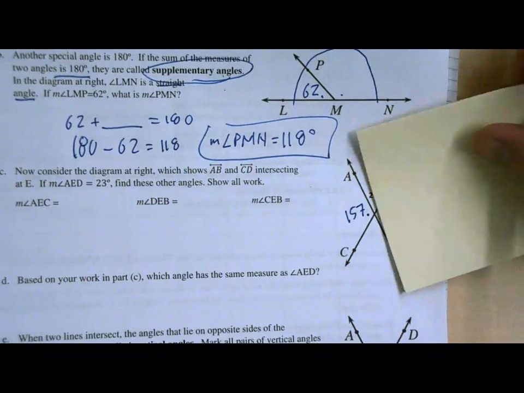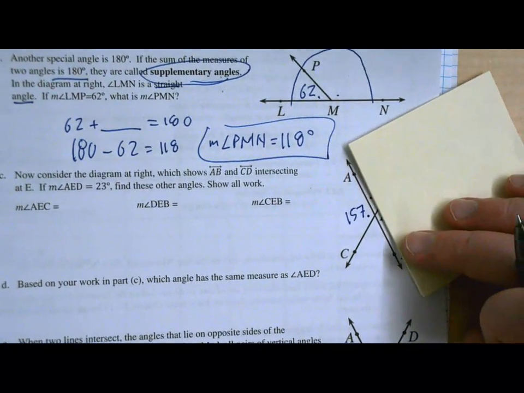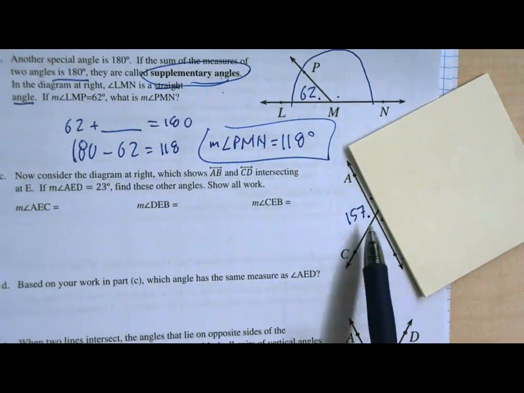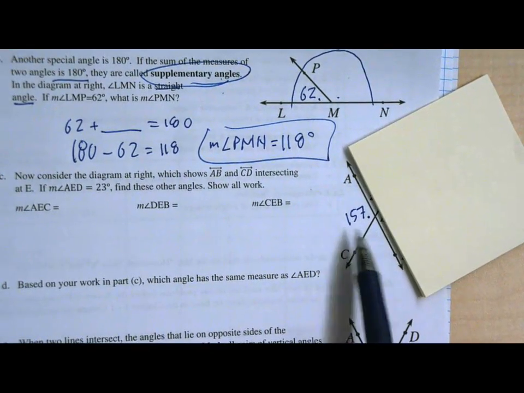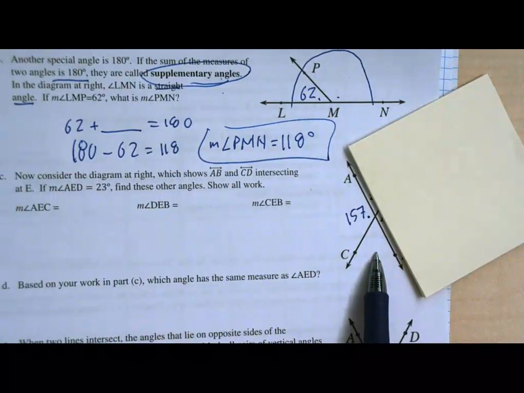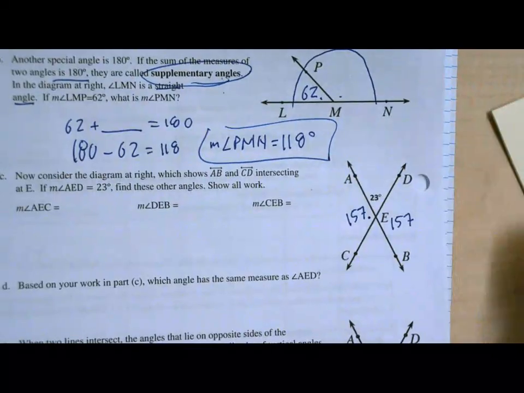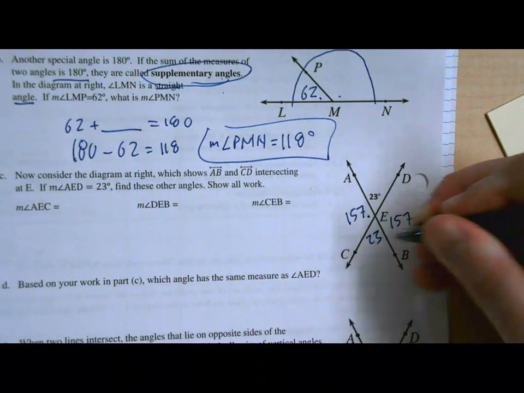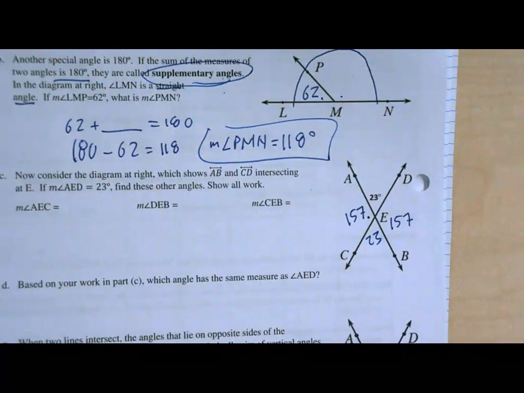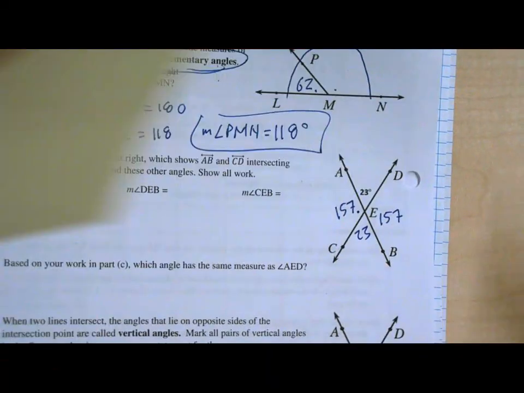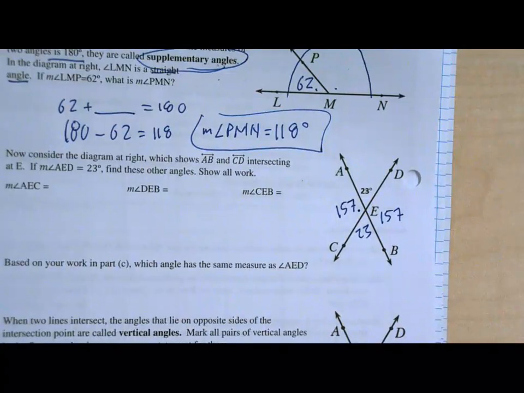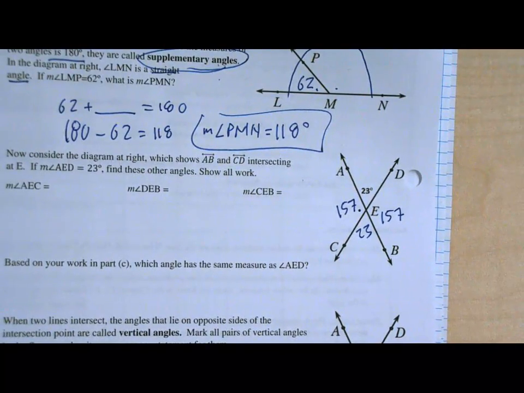I'm going to say, let's look at the 157 right here. What's the relationship between this angle and the 157? They're supplementary, which means they also add up to 180, which means it must be 23. These have to add up to 180, right? And then these would also have to add up to 180, and they do. So we got lots of supplementary interactions going in here.